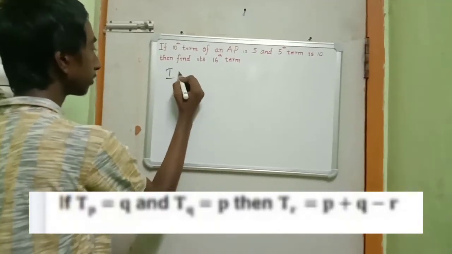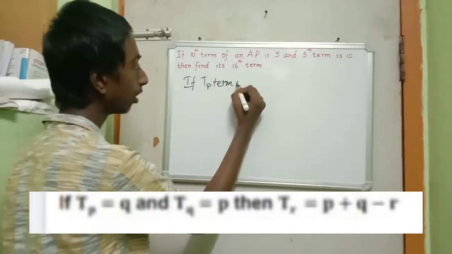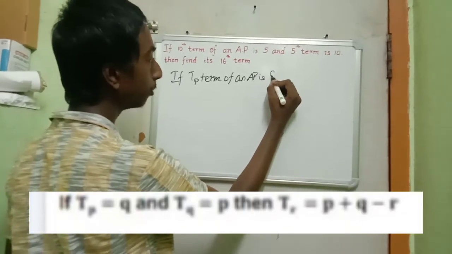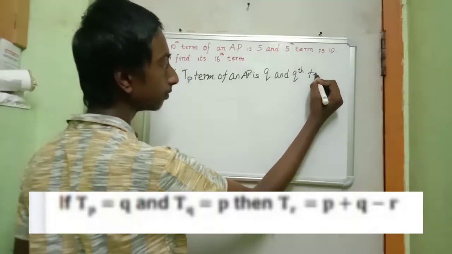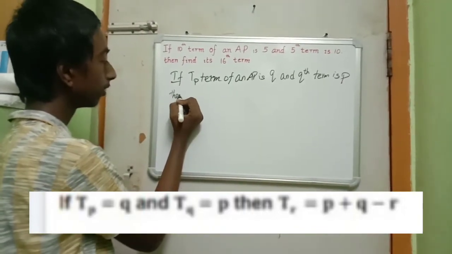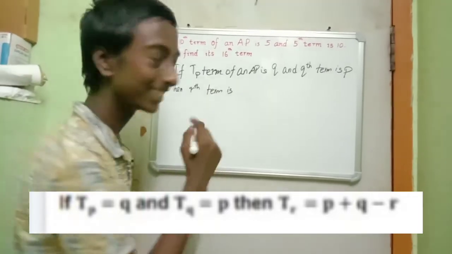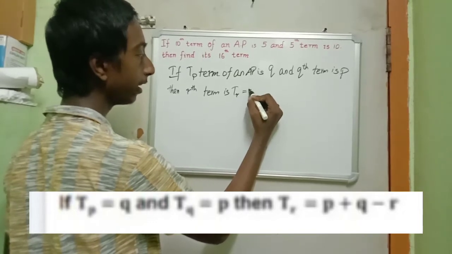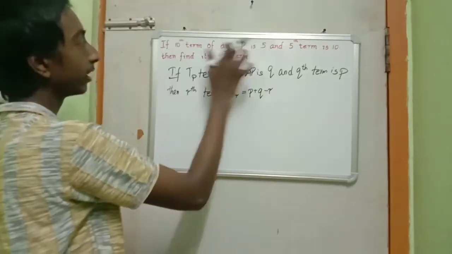If the pth term of an AP is Q and the qth term of an AP is P, then the rth term is, here is the trick, the rth term is P plus Q minus R. You want to add these two and minus this.